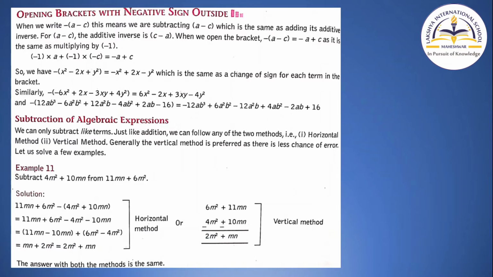Opening a bracket with a negative sign outside. How can we open the bracket, or how can we change the sign? Here is one example. Here you can see the minus sign is outside the bracket. So when you multiply the minus sign with the values in this bracket, what will the values be? Minus x square. Now minus times minus is plus, so plus 2x. Now minus times plus is minus, so minus y square. So like this you can multiply with the negative sign which is outside the bracket.